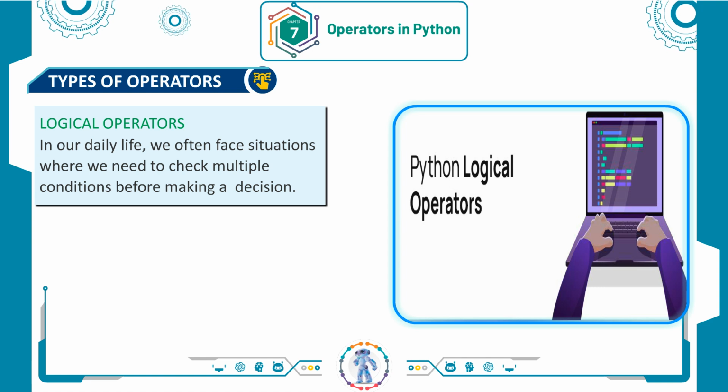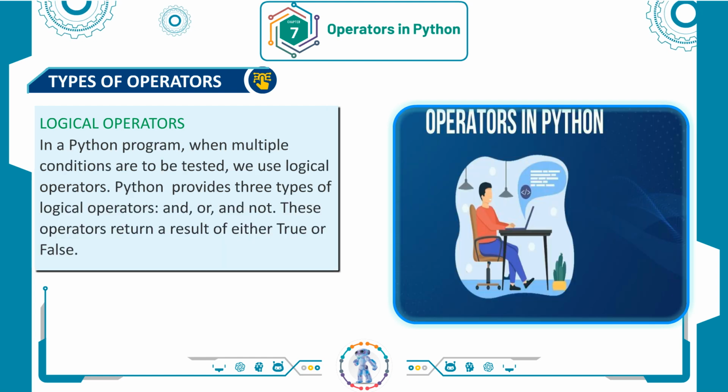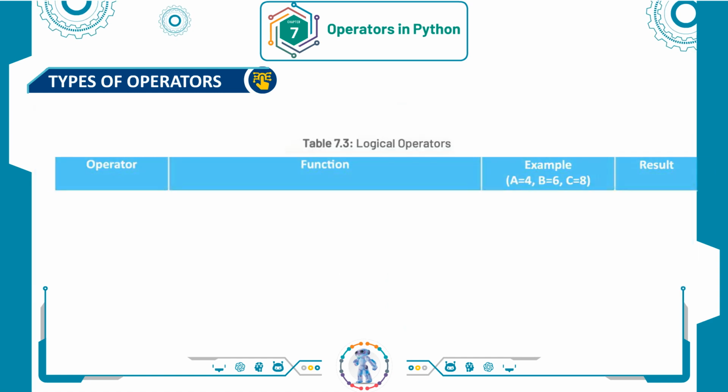Logical operators. In our daily life, we often face situations where we need to check multiple conditions before making a decision. In a Python program, when multiple conditions are to be tested, we use logical operators. Python provides 3 types of logical operators: and, or, and not. These operators return a result of either true or false.